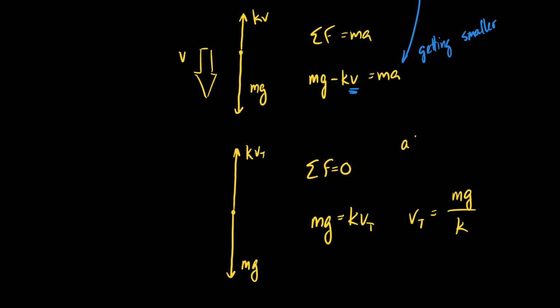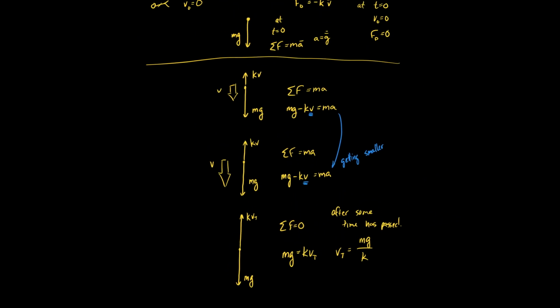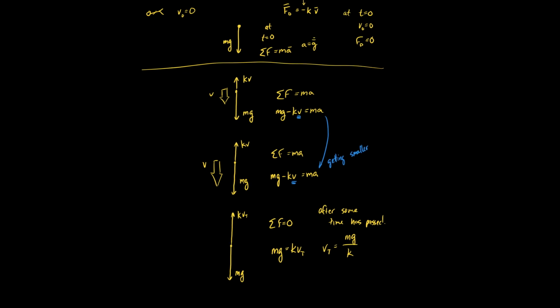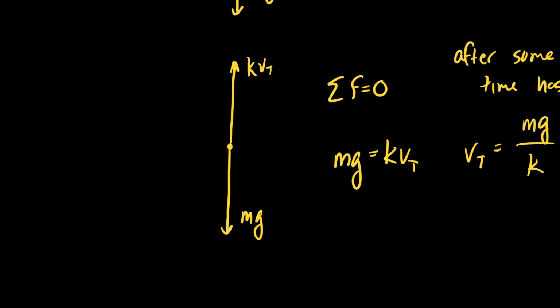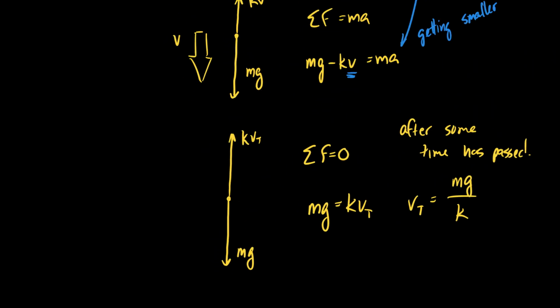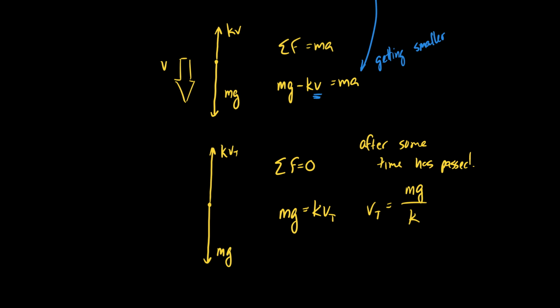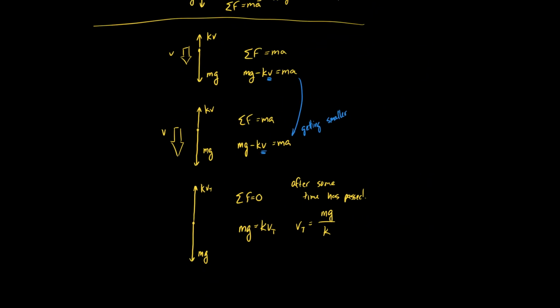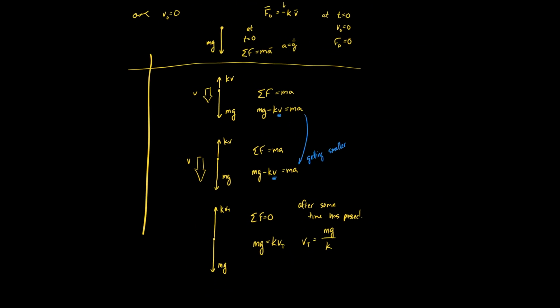This is after some time has passed. All right, so we start off with a net force equal to ma, and that velocity starts getting bigger and bigger in the other direction until the net force equals 0. And that's when we reach terminal velocity. Now, a thing to consider here is that when we look at what's happening here, the velocity is getting bigger.